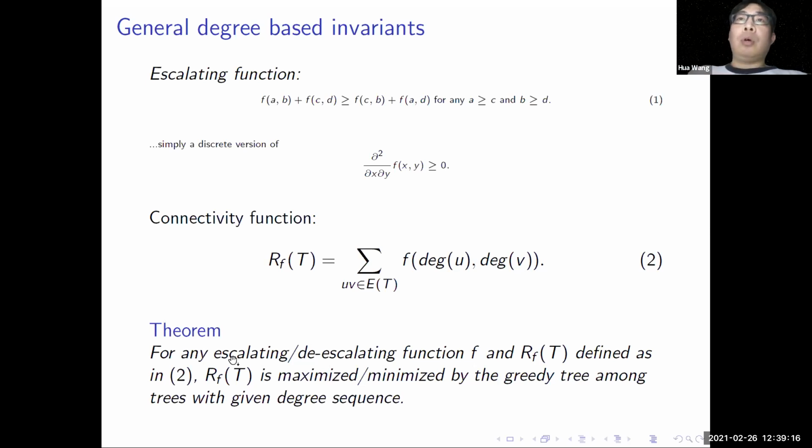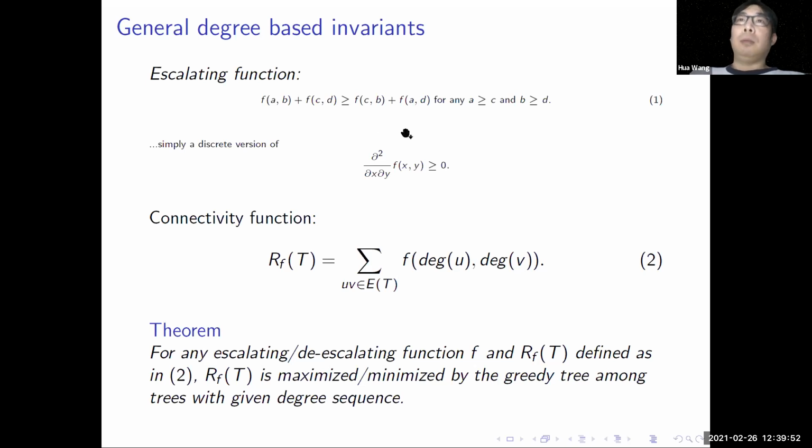But I do want to show a general result, just like what we did for the distance-based indices, here for the degree-based invariants. What we do is we take the degree of two adjacent vertices, we plug them into a function, and we take the sum of this over all adjacent vertices. And depending on whether the function is that or not, or the opposite.